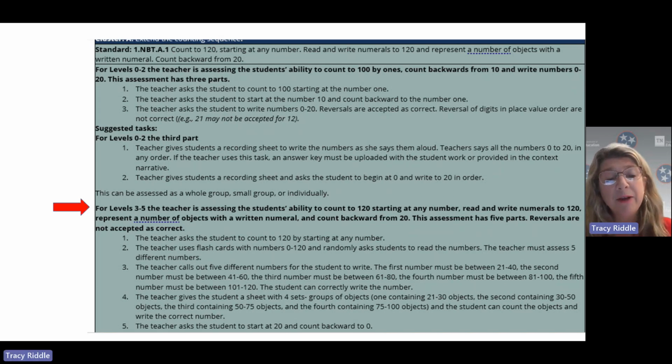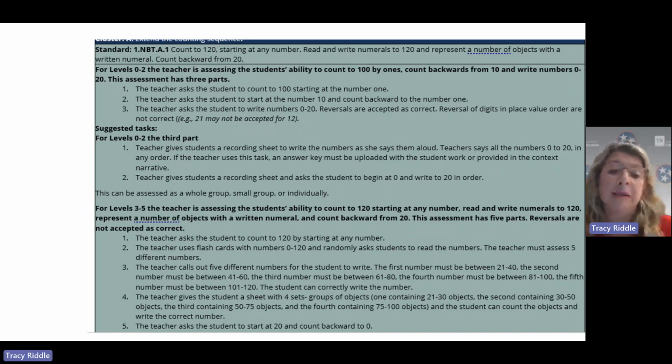And the final part, the fifth part of this assessment, the teacher will ask the student to start at 20 and count backward to the number 0. There are some suggested tasks in the rubric for how you could assess those first 4 parts.